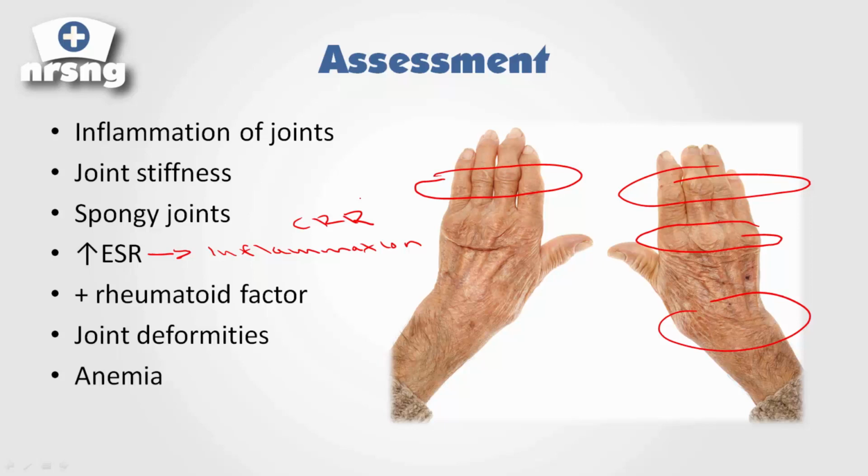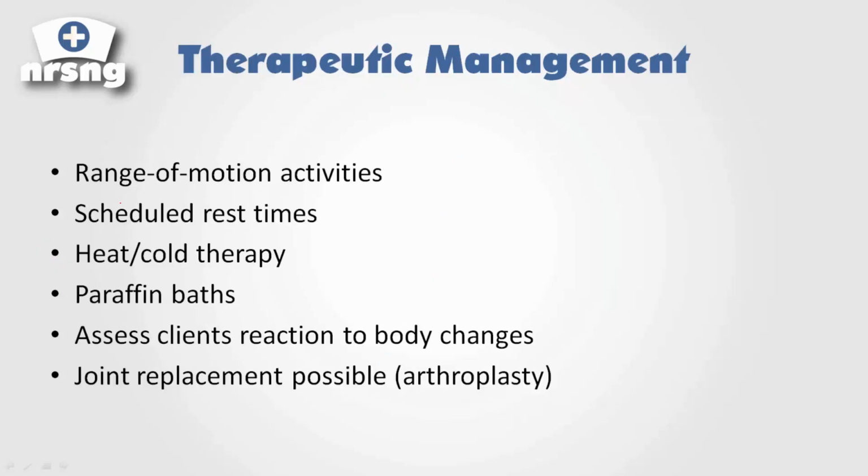They also have a positive rheumatoid factor, and that's one way that we can help identify rheumatoid arthritis. And then the joint deformities like we talked about, and they may also experience anemia. Those are the things we're going to find. The ones I want you to keep in mind are the positive rheumatoid factor and the elevated ESR, along with the inflammation of the joints. If you have any question that refers to inflammation of these joints, automatically you need to put your mind toward rheumatoid arthritis.